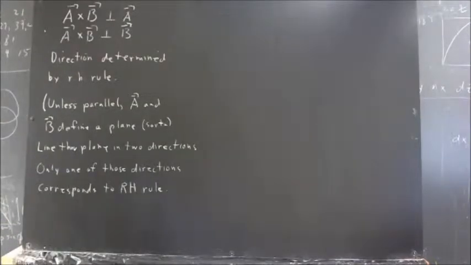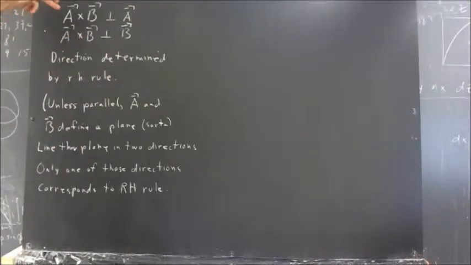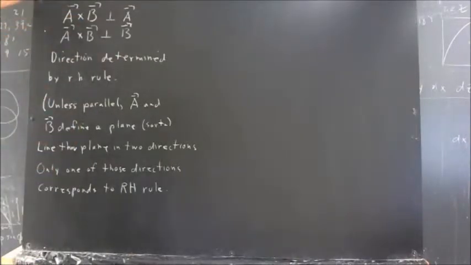Okay, so we've established that A cross B is perpendicular to B. We've proven that. And we could just as easily prove that A cross B is perpendicular to A, just using the A vector the way we did the B vector. The direction of the cross product is determined by the right-hand rule.